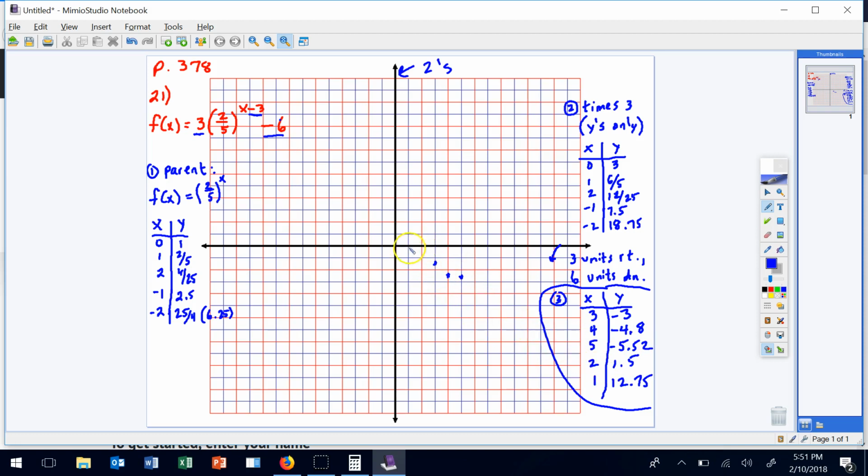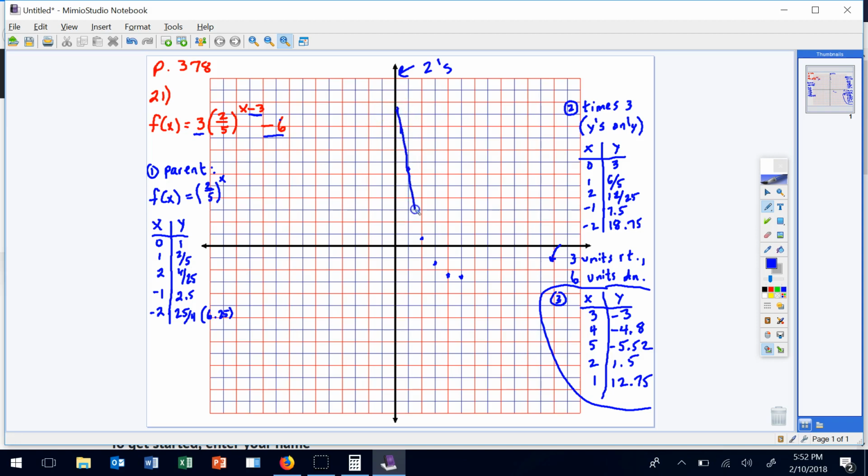All right, now we got (2, 1.5). So we'll put that about right there. Again, these are guesstimates, but we're in the neighborhood. And then we've got (1, 12.75). So 2, 4, 6, 8, 10, 12. We'll just put it about right there. And now we're ready to connect the dots and draw our graph.